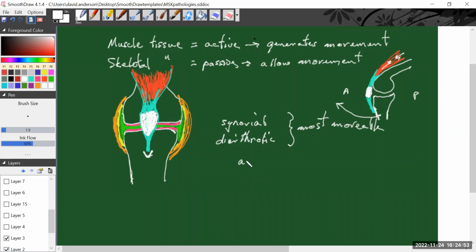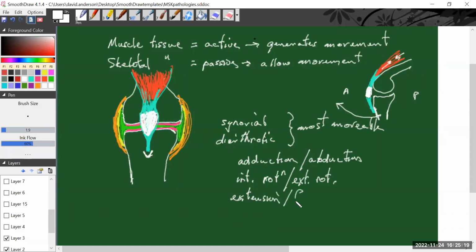Well, it could be adduction or abduction. It could be internal rotation or external rotation. It could be extension or flexion. And which one do you think that one is that we drew the arrow for? Extension? Yeah, that's extension at the knee joint. Okay, so that terminology is important.